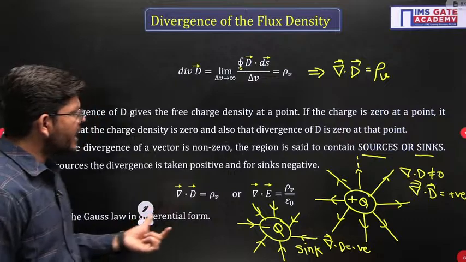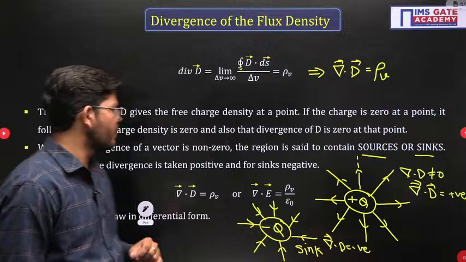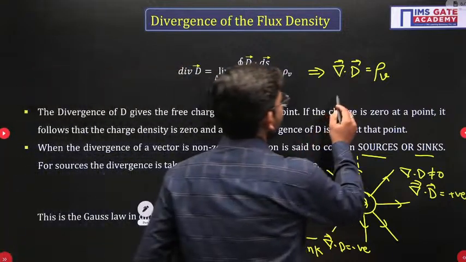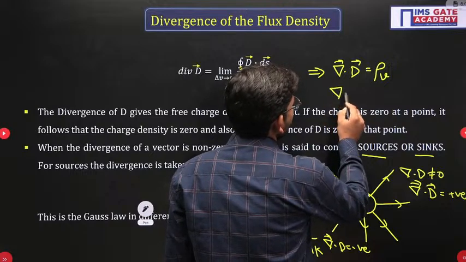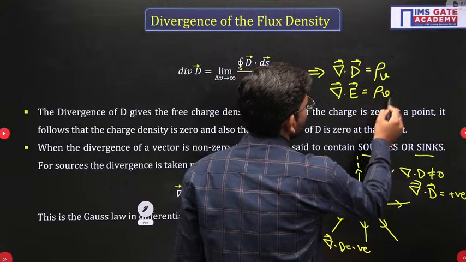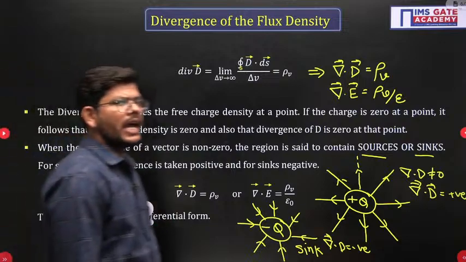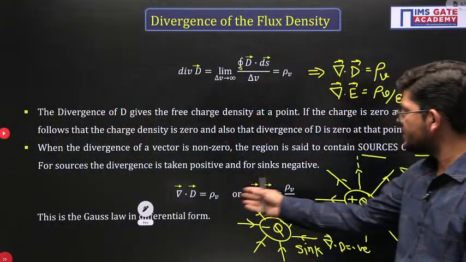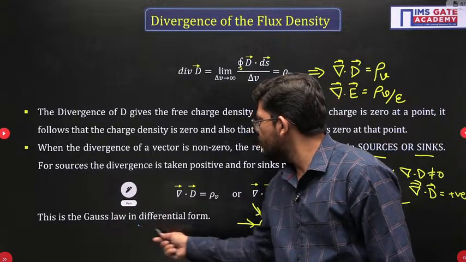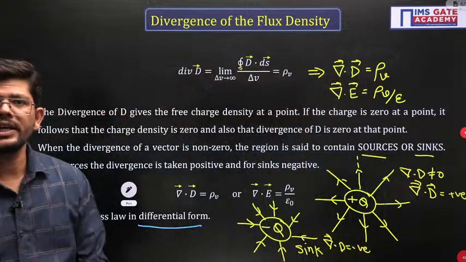And the things might be acting as a source or sink, depending upon the divergence value as well. So, del dot D is equal to rho v, which we have calculated, and you know that D is equal to epsilon E. So, we can also write that del dot E will be equal to rho v over epsilon. This might also be the formula, and when you write the Gauss law in this format, it is said to be the Gauss law in its differential form.